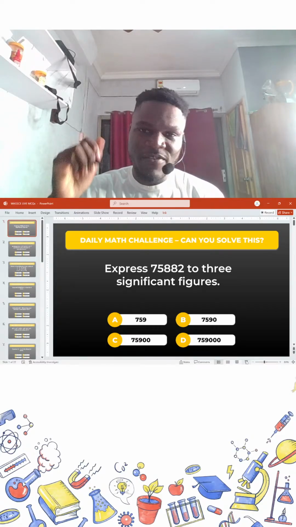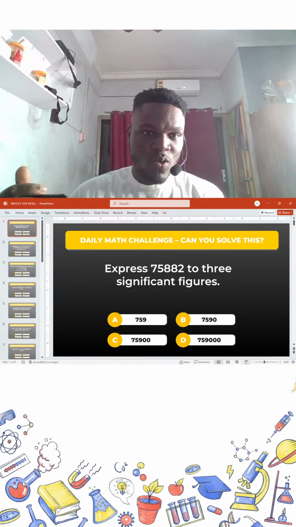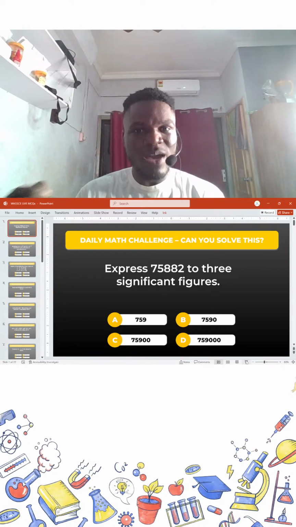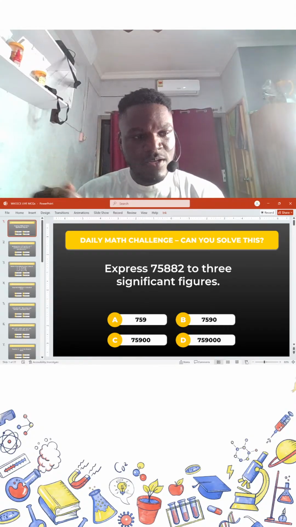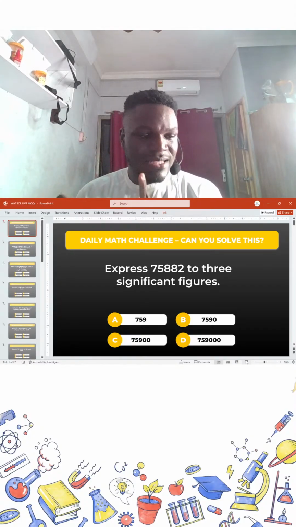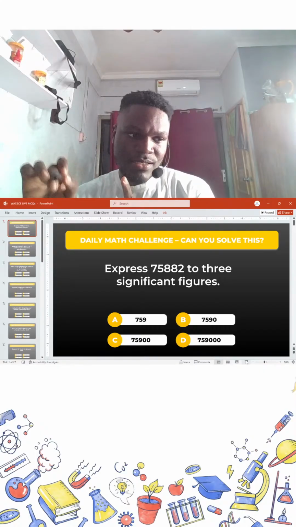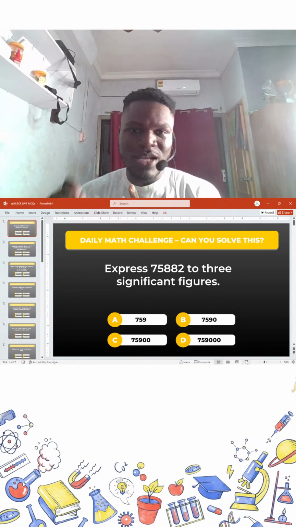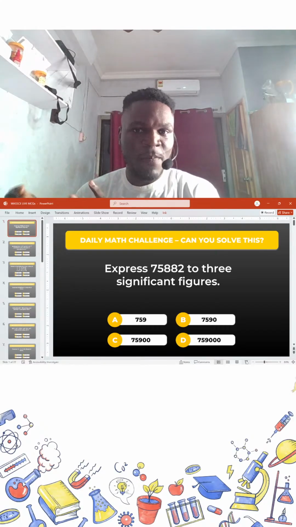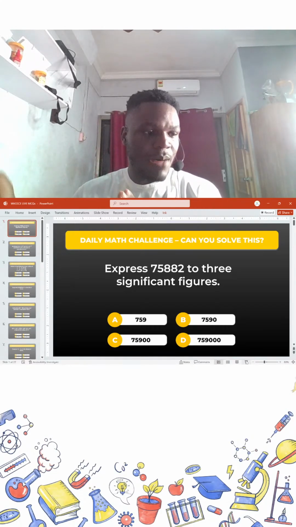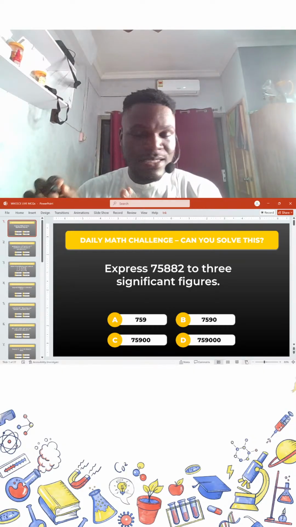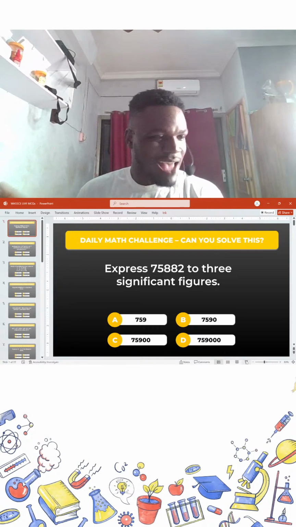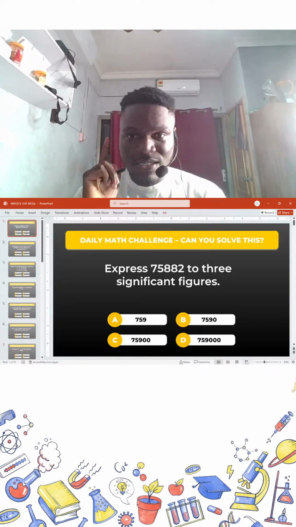Now, after that first 8, we look at the next number, and whether that number is more than 5 or less than 5 determines whether we add 1 to the number before. Like I said, the first 8 is the third significant number. The number after that is 8. It is more than 5, so we add 1 to the number before, which is 8, and it becomes 9. That is how come the answer is 75,900. Once you add the 1, the other numbers become 0. In this case, the 8 and then the 2 become 0, 0. So we have 75,900 as our answer. That is the answer for question number 1.